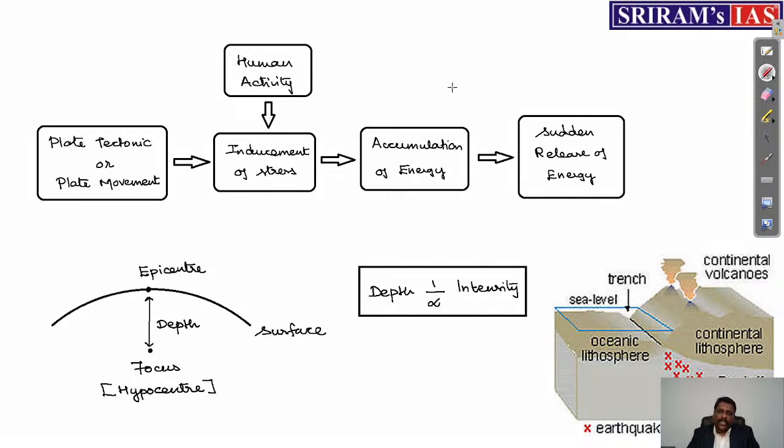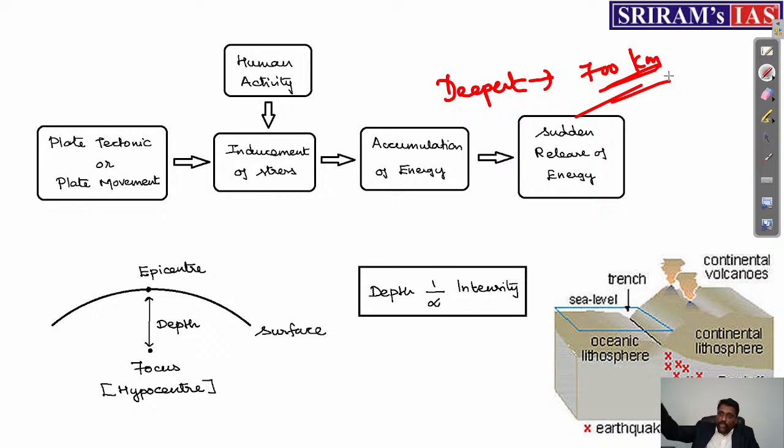If you remember, I told you, right? Fold mountains of the world are known for shallow earthquakes. That's why the intensity will be less. And if you ask me where exactly the deepest earthquake is recorded, how deep we have recorded an earthquake, the deepest focus to be very precise is at 700 kilometers of depth. See, 700 kilometers of depth is not even lithosphere. It is mesosphere, somewhere in the mantle.